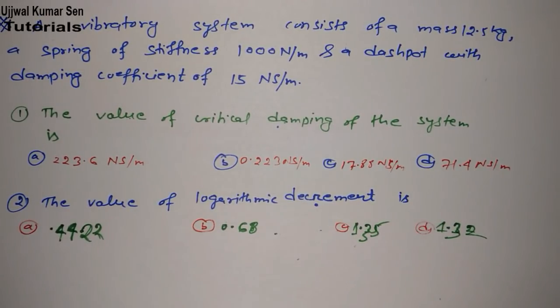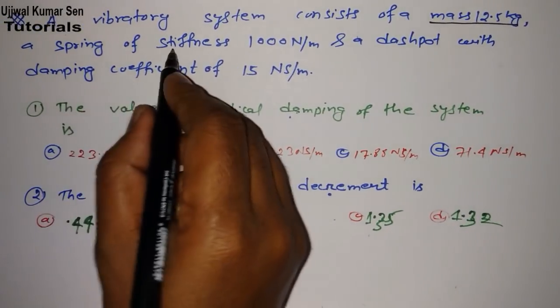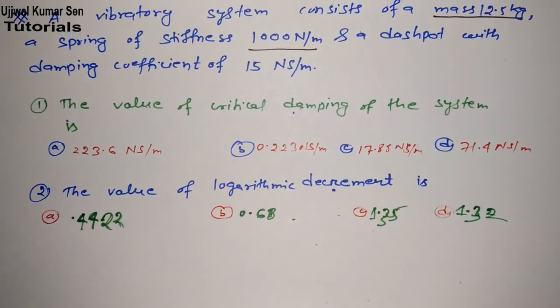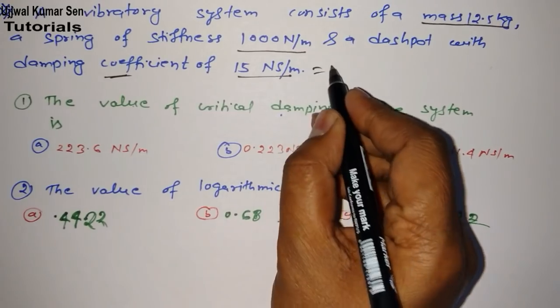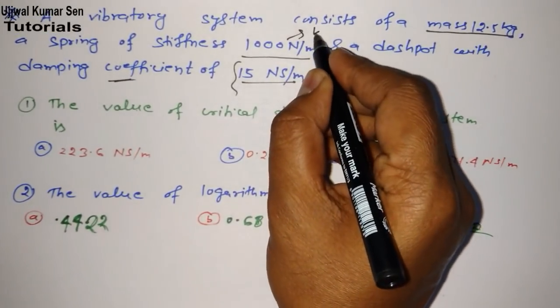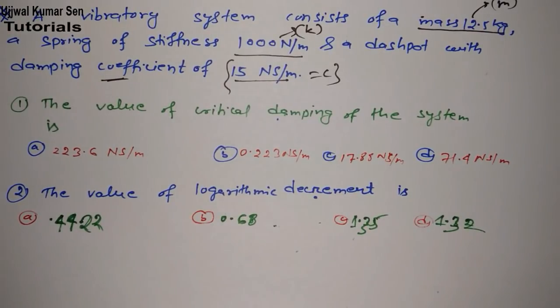Now in this question what we have given: a vibratory system consists of a mass of this. So the most important thing is that you have to notice these things. A spring stiffness is 1000 Newton per meter. A dashpot with a damping coefficient is given. So this is known as C, this is K, and this is M. We have given C, we have given K, we have given M. Okay. Now we'll go to the question first.